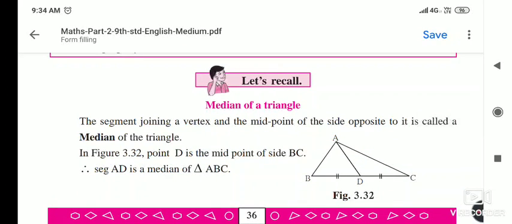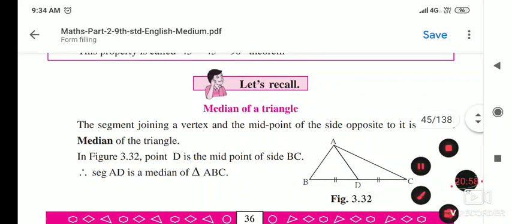Then the median of a triangle theorem we will see in our next lecture. Okay, so today we will stop here only.